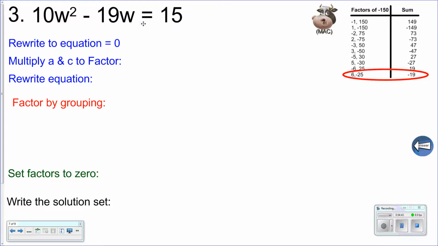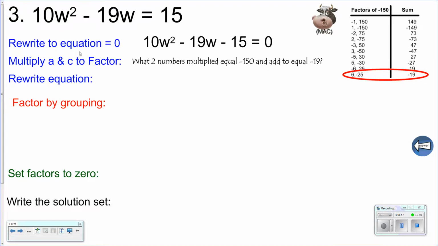10w squared minus 19w equals 15. First thing I'm going to do is change it so that it equals 0. I'm multiplying a and c, so 10 times negative 15 would be negative 150. So I'm looking for two numbers that, when you multiply them, equal negative 150, and when you add them, equal negative 19. So that from my table is 6 and negative 25. So I'm going to rewrite the equation, put 10w squared plus 6w minus 25w minus 15 equals 0.